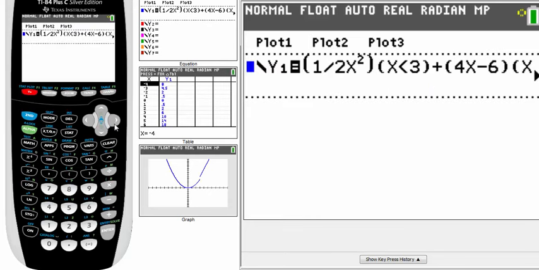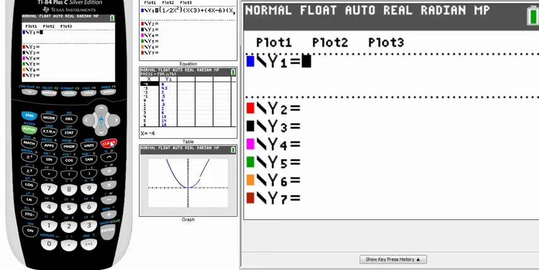So we can hit y equals and make sure we clear what we have in there. We have 2x cubed plus 3x squared minus 36x plus 2.